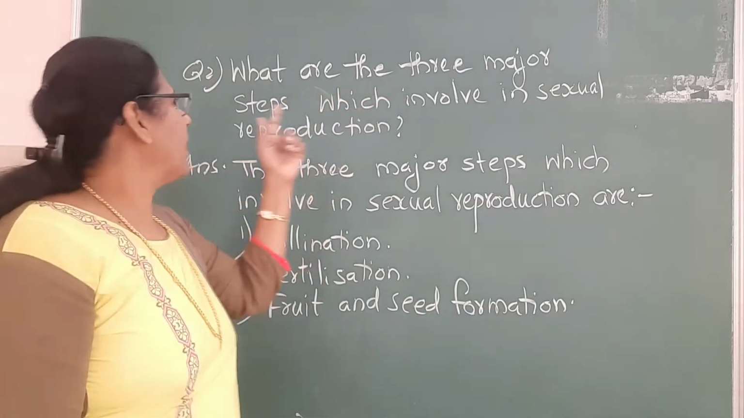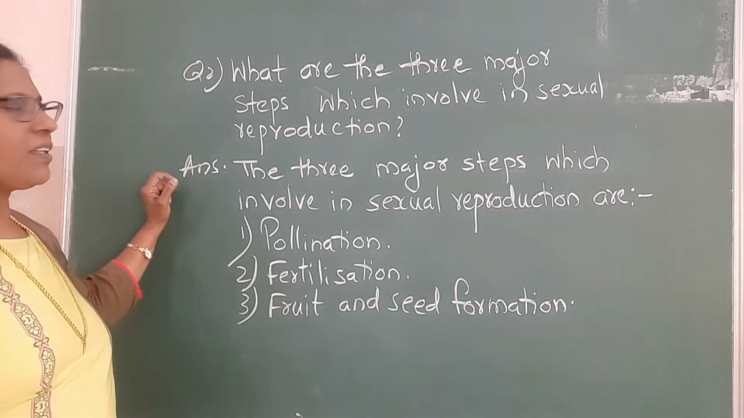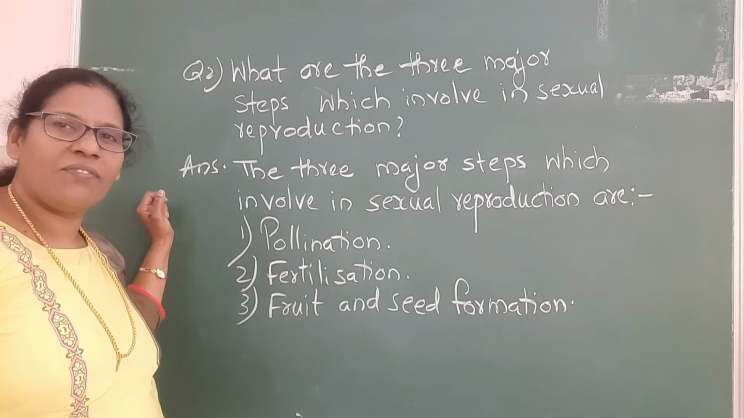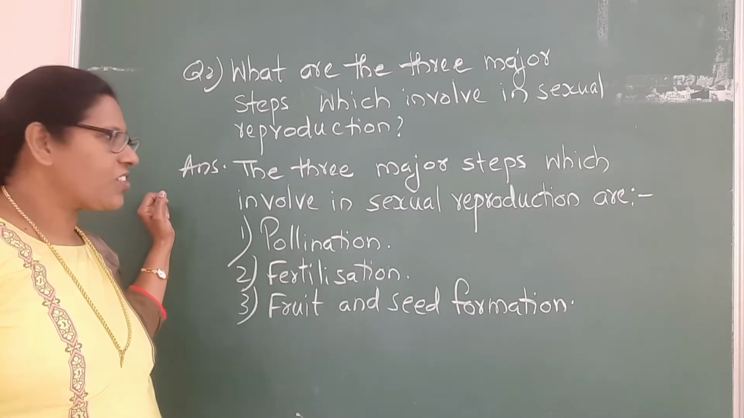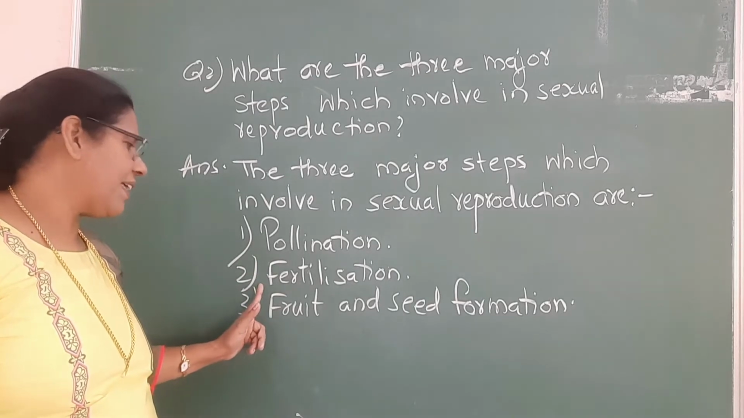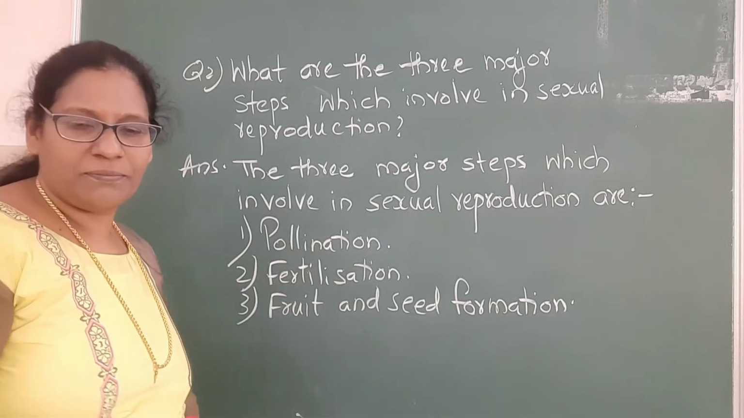Question number 2. What are the 3 major steps which are involved in sexual reproduction? We studied that there are 3 major steps involved in sexual reproduction in a plant. That is, number 1 pollination, number 2 fertilization, number 3 fruit and seed formation.